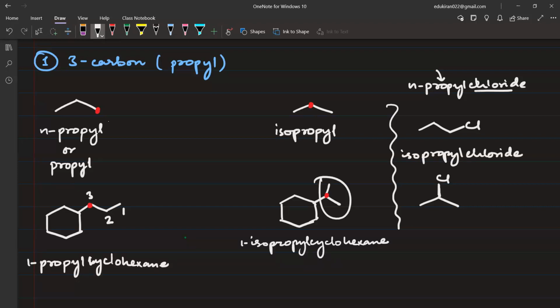Similarly, you can also have something like this, isopropyl alcohol. It will be having OH group on the middle carbon. So these are common names. And you will see a lot of common names, but you have to have a kind of idea what they are trying to say. So 3 carbon atoms, is this clear? Yes or no? Please tell me.